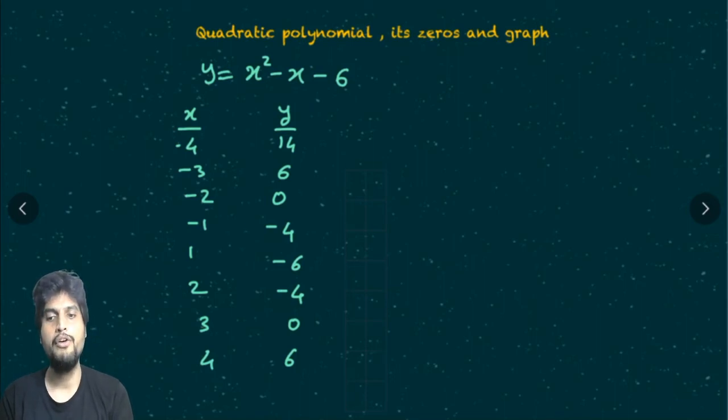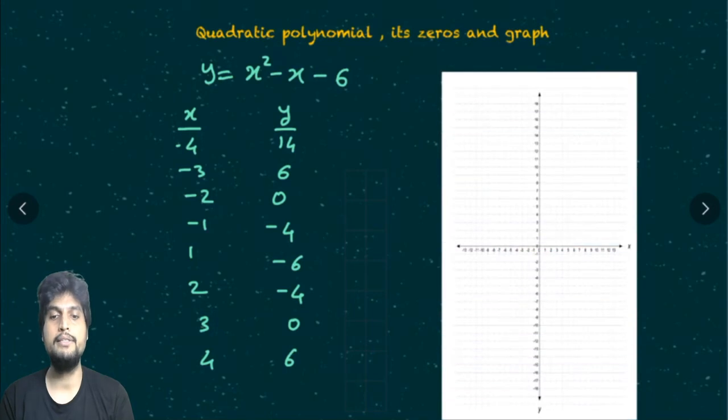Now, here we have to plot these points on the graph. So let's go one by one. Where will this -4, 14 lie? x is -4, y is 14. This will be here. Another point is -3, 6, so it will be here. Next point, -2, 0. So it will be somewhere here.